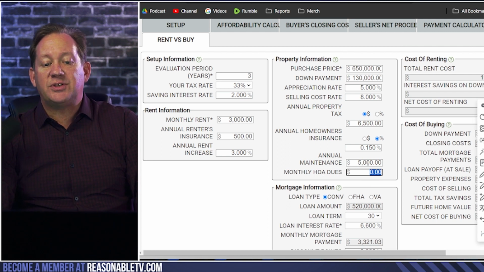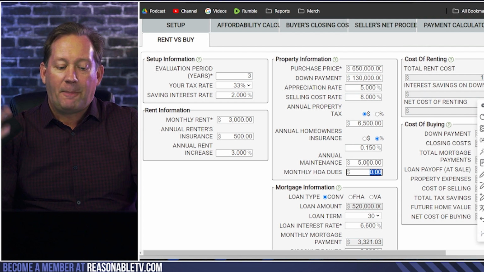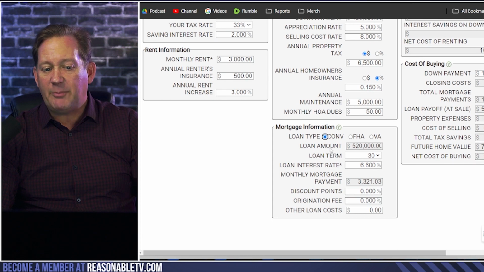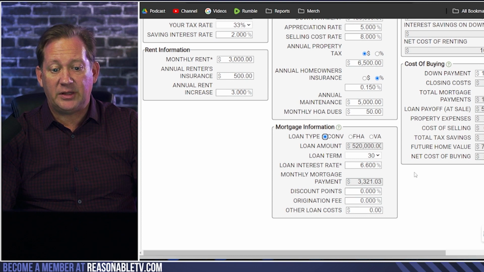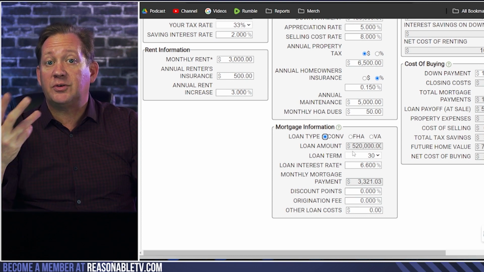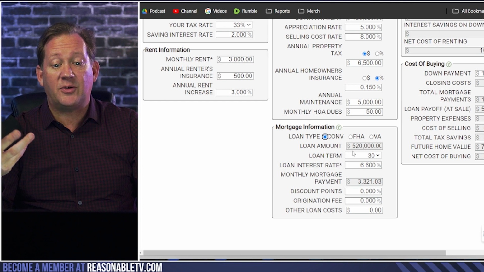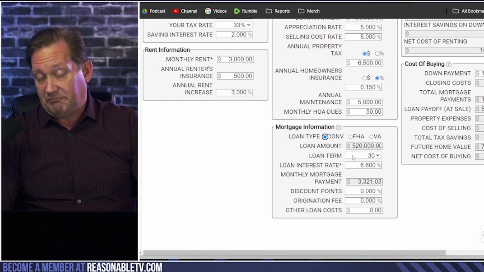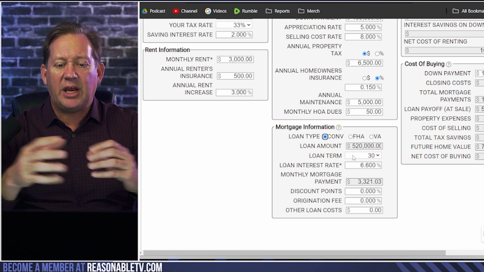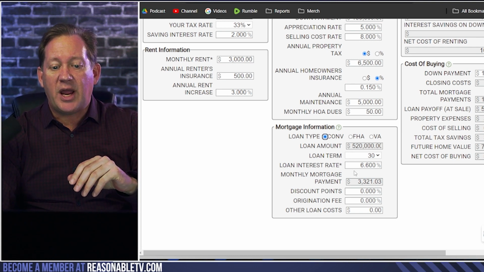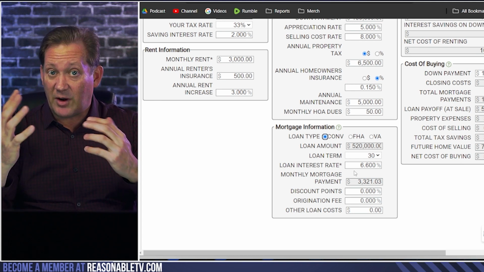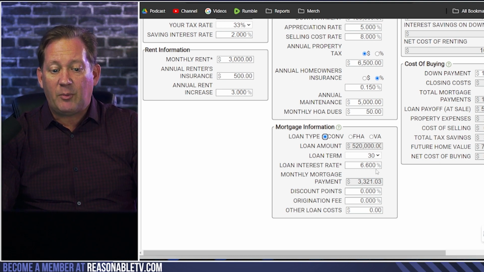Monthly HOA dues, the homeowners association dues. Let's say those are $50 just for kicks. We'll throw that in. Type of loan. You've got conventional, FHA, or VA. Fill that out appropriately. Your loan amount, since we put 20% down, which is $130,000 on $650,000, your loan amount's going to be $520,000. Your loan term, most loans are 30-year fixed. Loan interest rate. I'm recording this for you at the beginning of January 2024, and our interest rates are right around 6.6%. So I'm going to throw that number in.